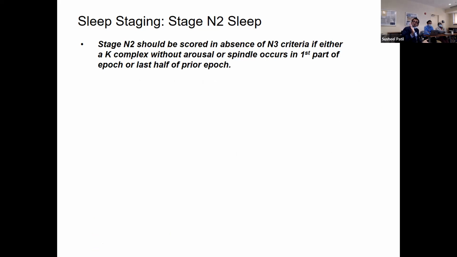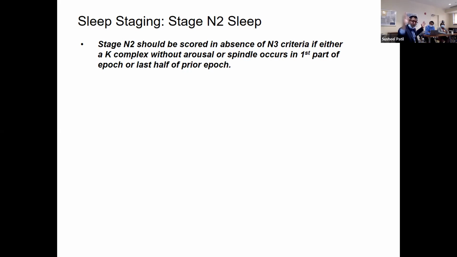So basic scoring of stage 2: N2 should be scored in the absence of any N3 criteria, greater than 20% slow wave activity, if either a K complex without an arousal, i.e. a K complex without alpha, or a spindle occurs in the first half of the epoch or the last half of the prior epoch.